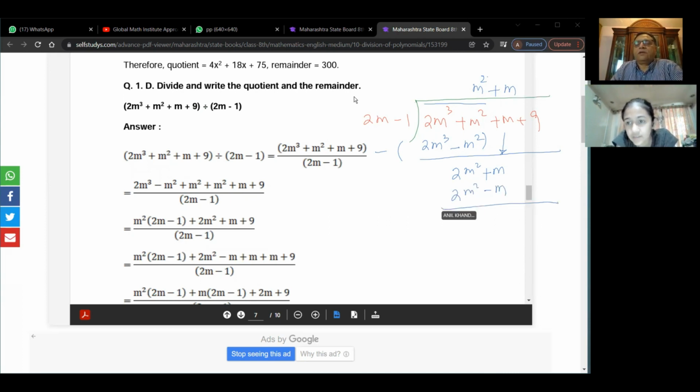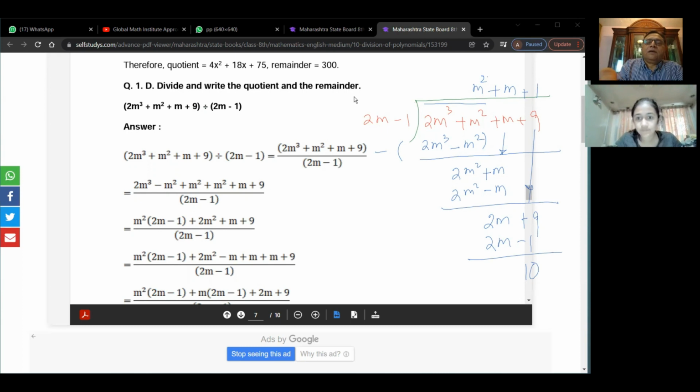Now again, when you take away, what happens? You get here 2m. Bring down 9, plus 9. Now again, we can multiply and that will be 1 this time. So 1 times 2m minus 1 will be 2m minus 1. And when you take away, what is the remainder? 10, because that minus becomes plus, right? So you have to be careful at this stage. You get the idea?